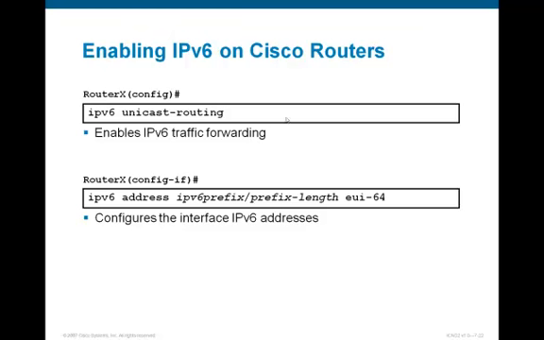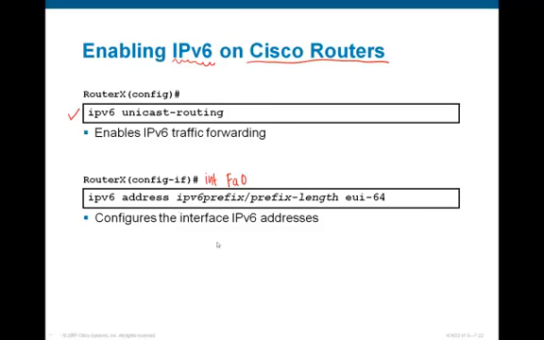Now, this is how you configure IPv6 on the Cisco router. To do so, the first thing that you have to do is enable IPv6 unicast-routing at the config prompt. Then simply you go to the respective interface, such as interface FA0, and assign an IPv6 address to the interface using the syntax ipv6 address.